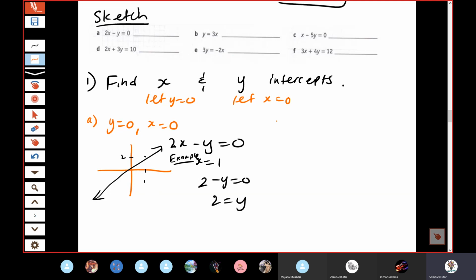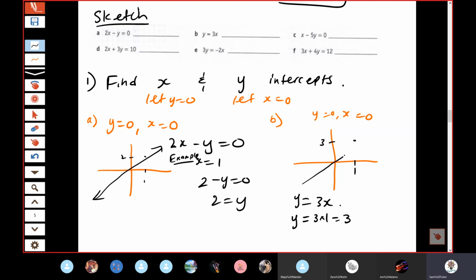B, I mean, again, x is 0, y is 0, they're both the same. So again, it's going to go through the middle. Again, if I just guess the number, if I said, for example, when x is 1, I get y equals 3 times 1, which is 3, right there. So again, we know it's going to look something like that. So that's fine. It's going straight through the middle. It doesn't have 2 points, unfortunately.